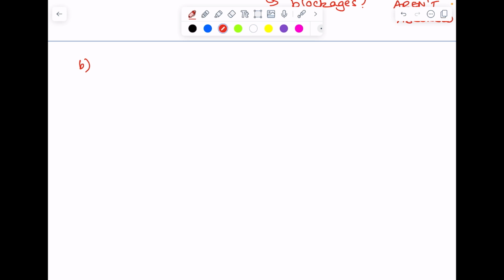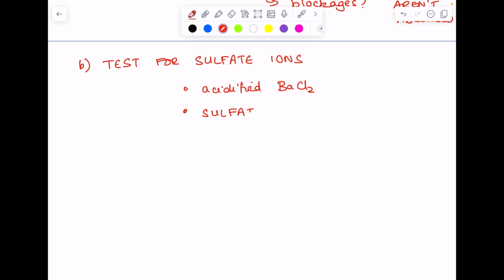Now we'll look at the second role of barium, which is that it's used to test for sulfate ions. You might have met this at IGCSE and GCSE. So what is the test for sulfate ions? Well, you need acidified barium chloride, and then the positive test for sulfate ions with that barium chloride is a white precipitate.